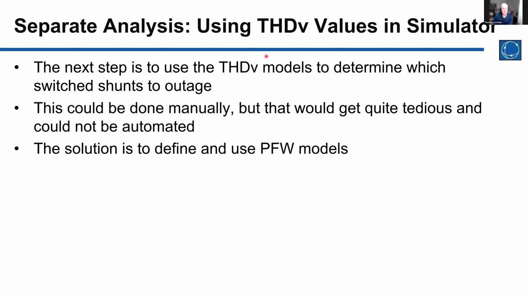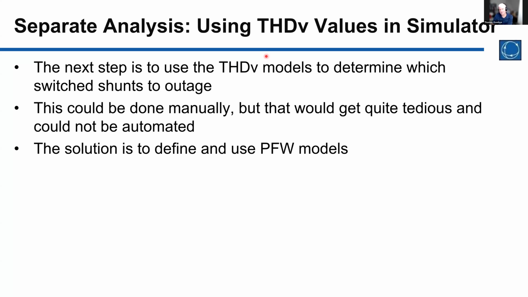So then the next step is to use these values to do something. What we would like to do is open up the capacitors that have THDV values above a threshold. Now, this could be done manually. You could load it into a case and then look at your switch shunts and decide if the value is too high, you open up that device, but that would get rather tedious. And it also couldn't be automated.